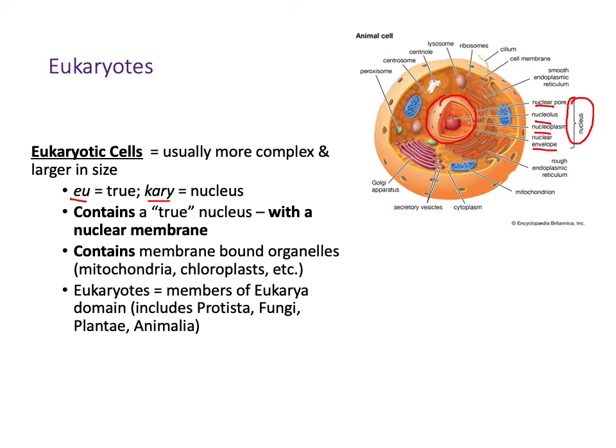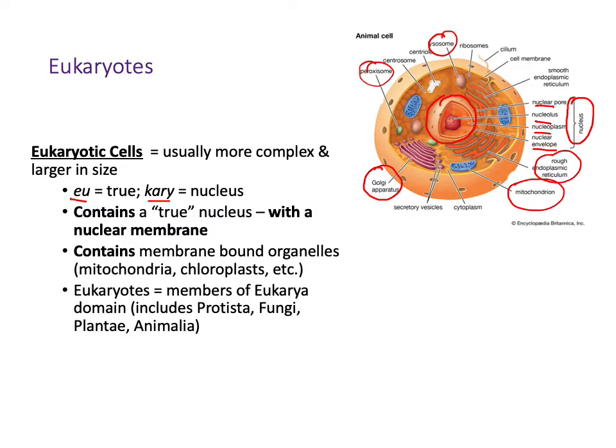In addition to the nucleus, there are also many different types of membrane-bound organelles inside a eukaryotic cell. So everything from the Golgi body, to the mitochondrion, to the endoplasmic reticulum, to the lysosome, to the peroxisome. We have lots of these different membrane-bound organelles. Each has a very specific job that allows these cells to stay alive.